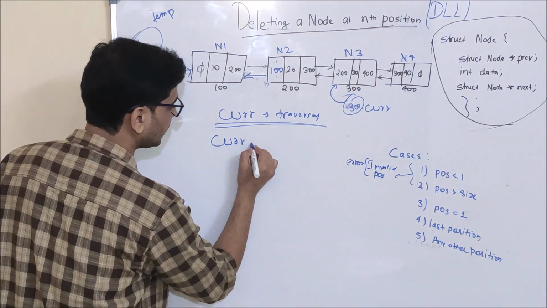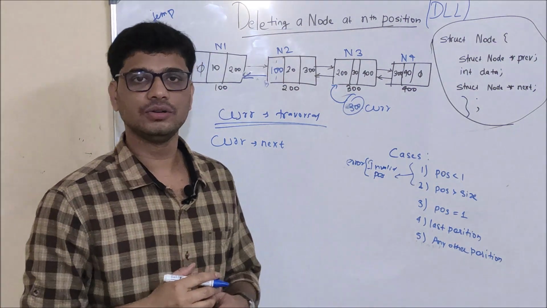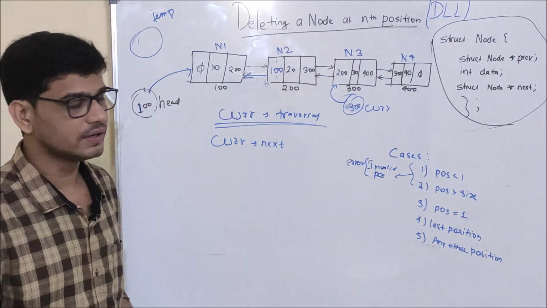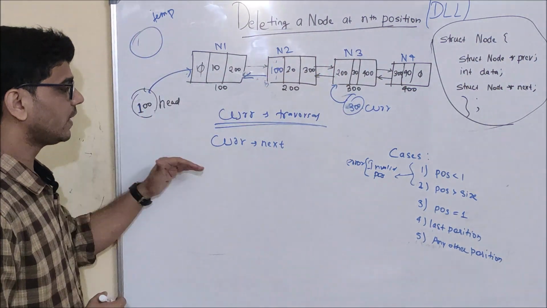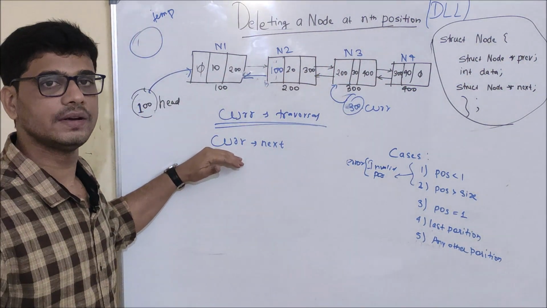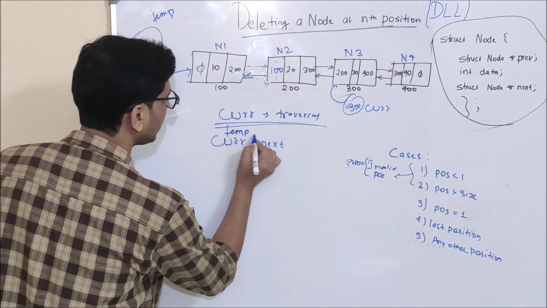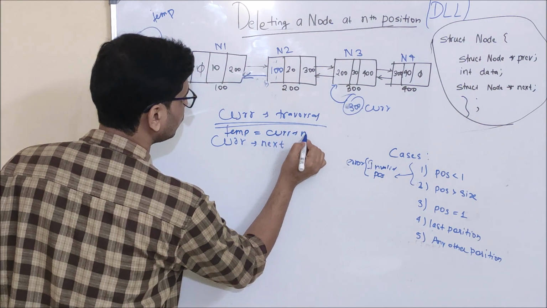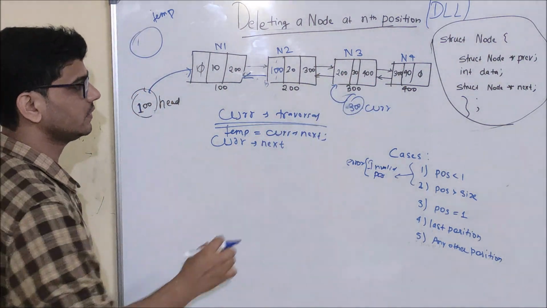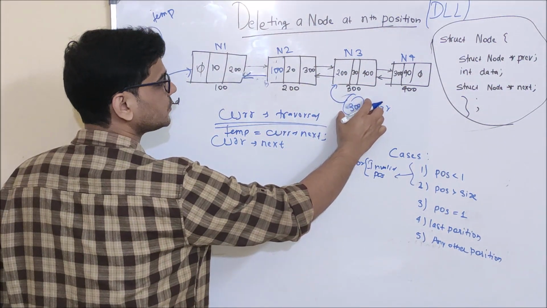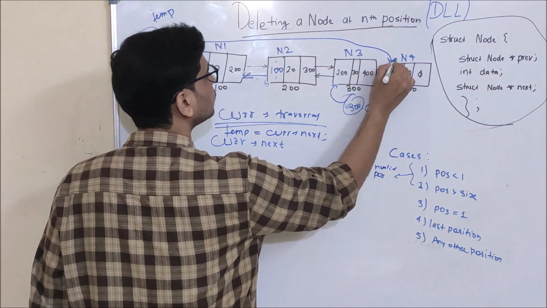So I am going to update cur.next. No, before that, before updating the next part of it, I need to keep the address of node 4 in a temp variable. Why? Because after that we are going to update the next pointer of the current node. So first of all, in temp I will put current dot next. So current dot next is equal to 400. So temp will be equal to 400 and it will start to point to the last node.